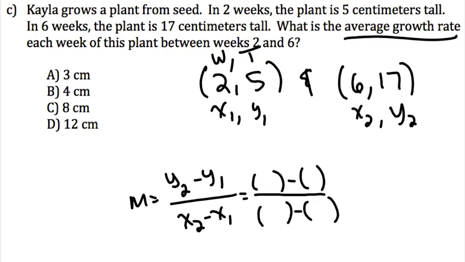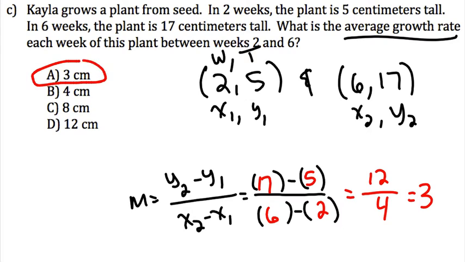So again, I would highly suggest you do that. It makes it so much easier. So final y2 is 17 minus the initial is 5. And then the final x value was 6 minus the initial x value was 2. So we'll go ahead and subtract these then. 17 minus 5 gives me 12, divided by 6 minus 2 is 4. The average growth rate is 3 centimeters per week. Final answer is A.